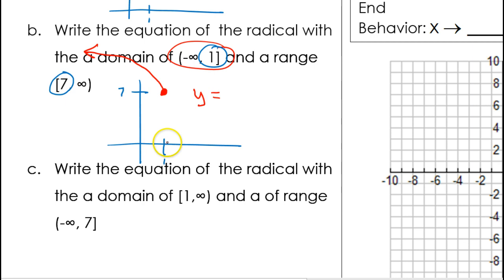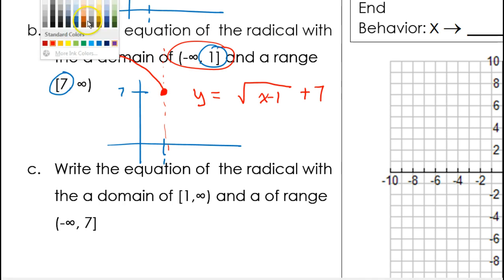Okay, we need it to be shifted, focusing on the endpoint, to the right by 1. So I'm going to need an x minus 1 under the radical. It's still shifted up by 7, so I will need a plus 7. But it's backwards, okay? This is reflected over the y-axis. All right, it's also shifted over to the right. That's why this is not actually the y-axis anymore.